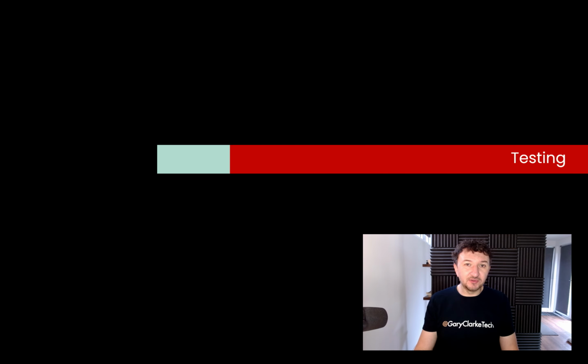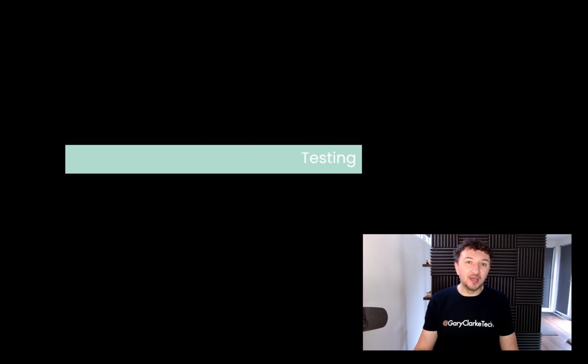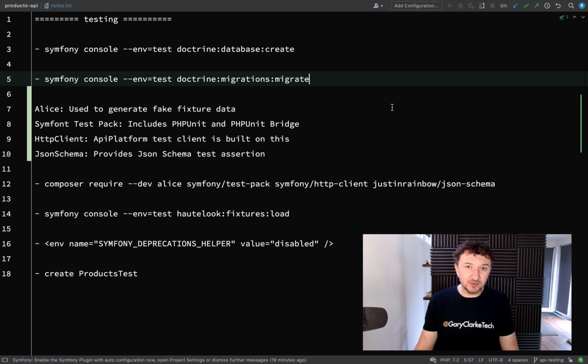In this one, we're going to have a look at testing our API. So we'll get a nice test setup created. We'll have a test database. We'll pull in some packages which are going to help us make those requests or simulate requests to our API, and also make assertions against the schema or the JSON which we get back.